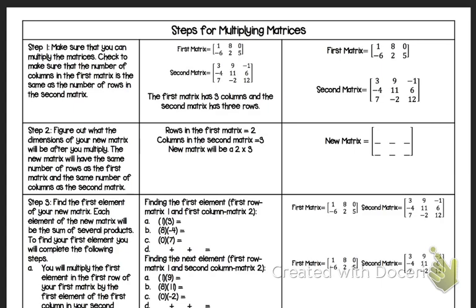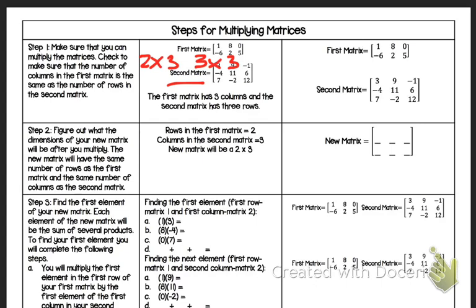Okay, so the first thing we need to do, step 1, is you need to make sure that you can multiply the matrices. So you can only multiply matrices if the number of columns in the first matrix is the same as the number of rows in the second matrix. So, for example, if we have these 2 matrices over here, the first matrix has 2 rows by 3 columns, so it's a 2 by 3. The second one down here is 3 rows by 3 columns, so this is a 3 by 3.